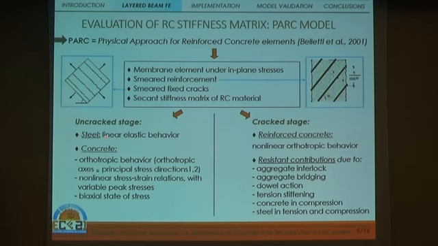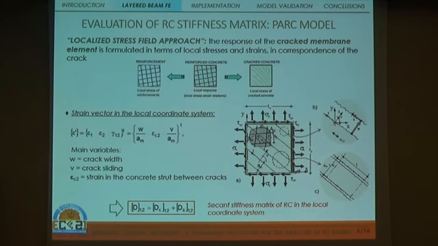So in the uncracked stage, steel is assumed as linear-elastic, while concrete is treated as an orthotropic material subjected to a biaxial state of stress. While in the cracked stage, reinforced concrete is treated as a nonlinear orthotropic material with axis of orthotropy coincident with the direction parallel and perpendicular to crack direction. And the stiffness matrix is evaluated by taking into account the contribution due to concrete in compression, steel in tension and compression, and to all the mechanisms that take place at crack surfaces.